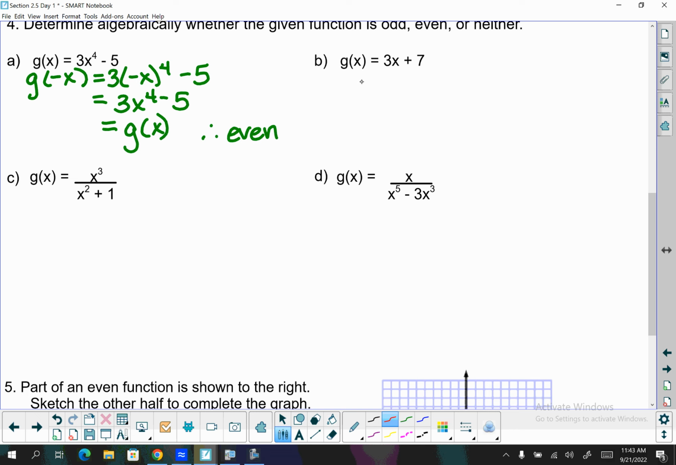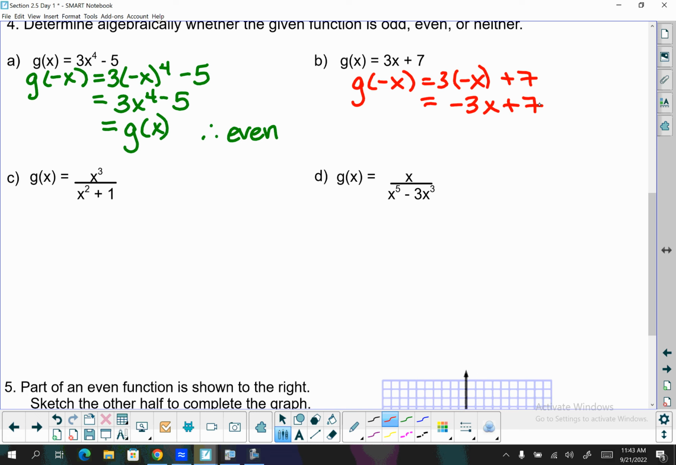All right, letter B. Plug negative x in. g of negative x equals 3 times, make sure you're using those parentheses, negative x plus 7. What does it simplify to? Negative 3x plus 7. Is that the same as the original function? No. Is it the opposite of the original function? Is it the opposite of the whole original function, not just the first term?